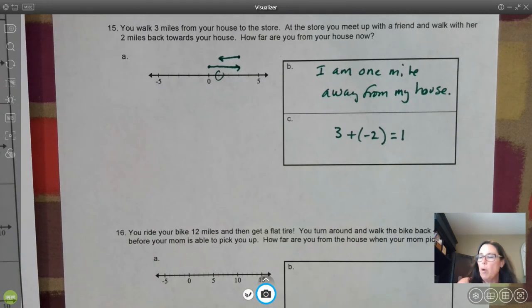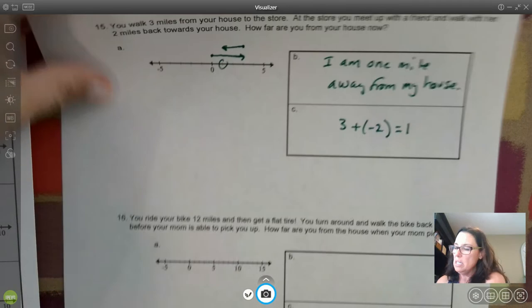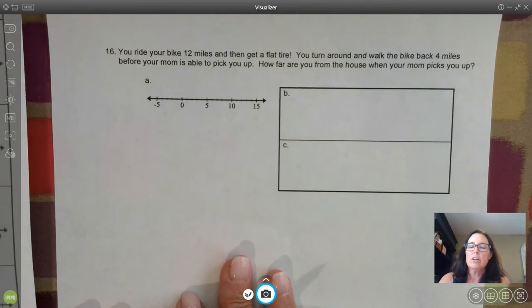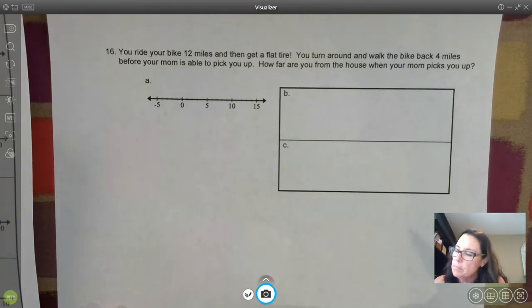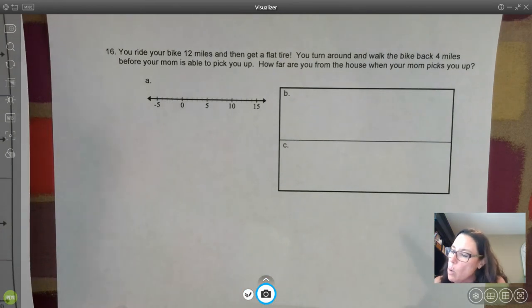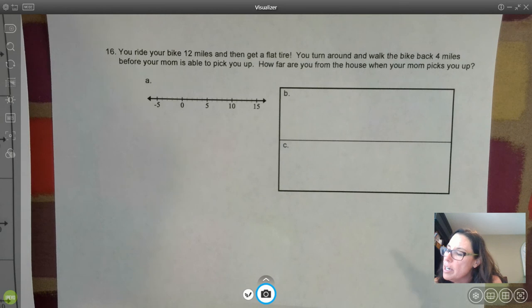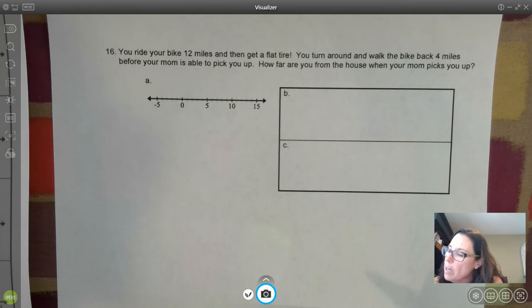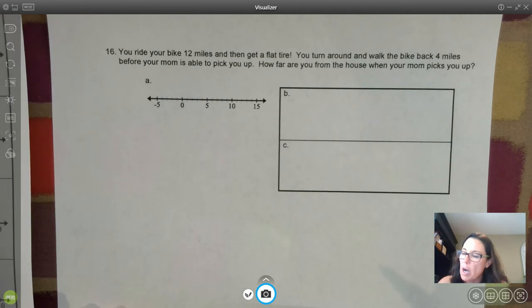Okay, go ahead and pause and give number 16 a shot and then check your answer out. Okay, you ride your bike 12 miles and then get a flat tire. You turn around and walk the bike back 4 miles before your mom is able to pick you up. How far are you from the house when your mom picks you up?